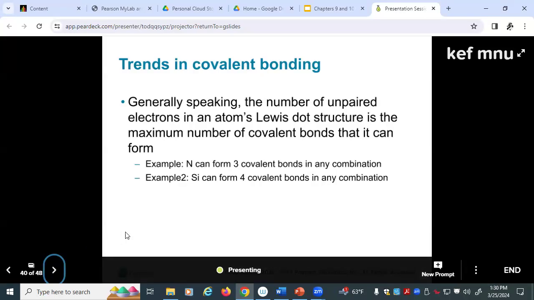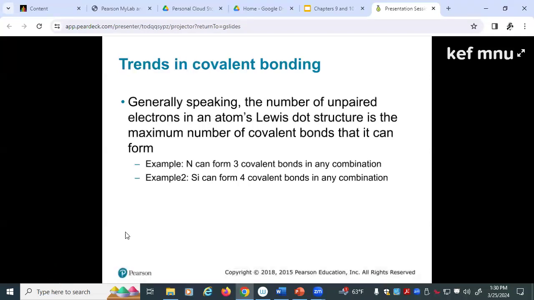Another really important trend here. When we're talking about covalent bonding, generally speaking, at least for our purposes here, we want to look at the number of unpaired electrons for that atom. That tells us how many bonds it can and will make.